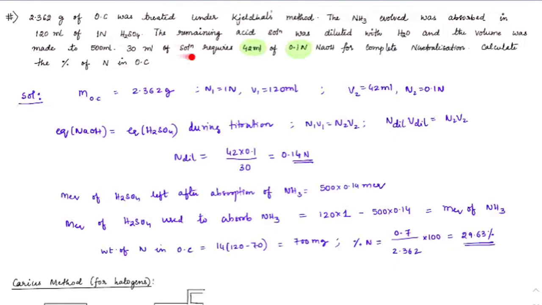So which means the normality after dilution will be different. Originally it was 1 normal, but once you do the dilution to 500 ml, normality will change. So to find that normality, we are using this N1 V diluted is equal to N2 V2. Once I get that, I will know the number of equivalents which were left over, because normality multiplied by volume will give me the number of equivalents.